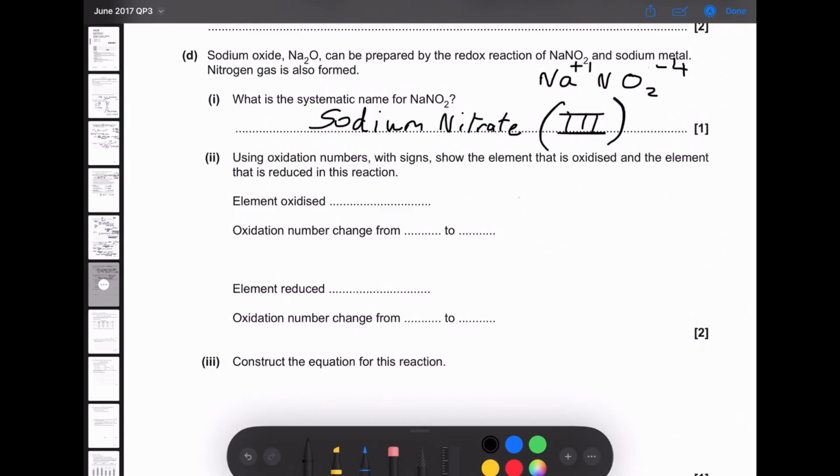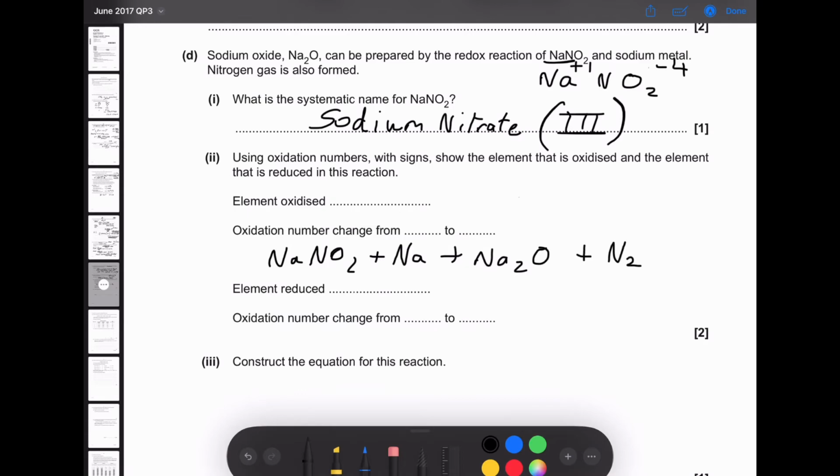Using oxidation numbers with signs, show the element that is oxidized and the element that is reduced in this reaction. Well, it's given us all we need in the question, so all we need to do is write this out properly. So we're making sodium oxide, and how are we making it? Well, the question says with a reaction of sodium nitrate and sodium metal, and then nitrogen gas is also formed.